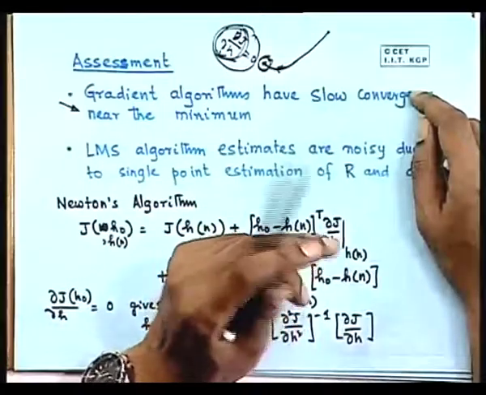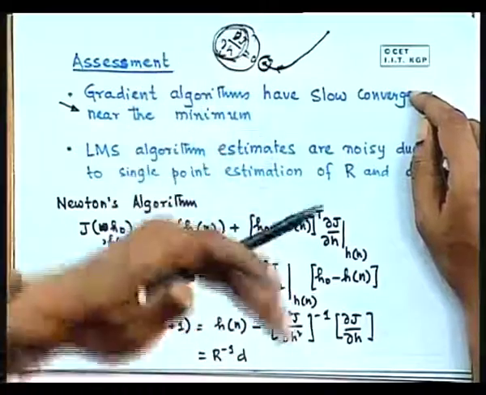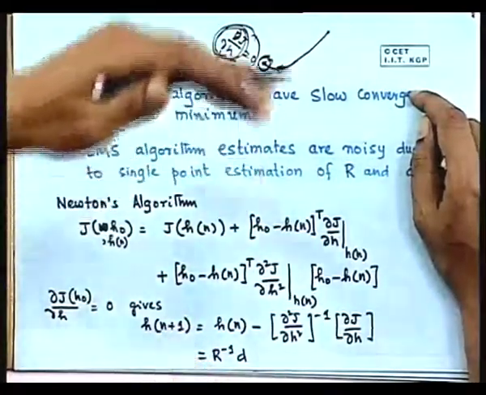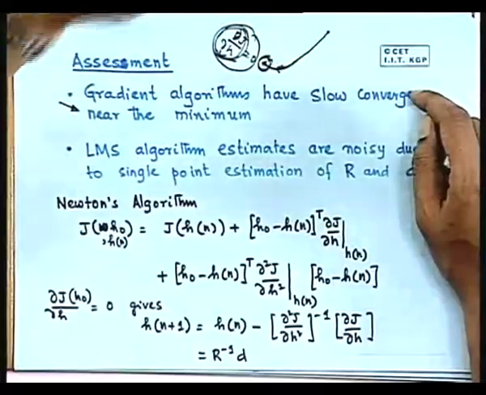Now your updatings are also based on this del j del h. So as it comes close to the minimum, this amplitude will become smaller. So every time as you approach the minimum, you are becoming slower and slower. That's the biggest problem of all gradient algorithms, including steepest descent and LMS. And there are other algorithms which will accelerate convergence.